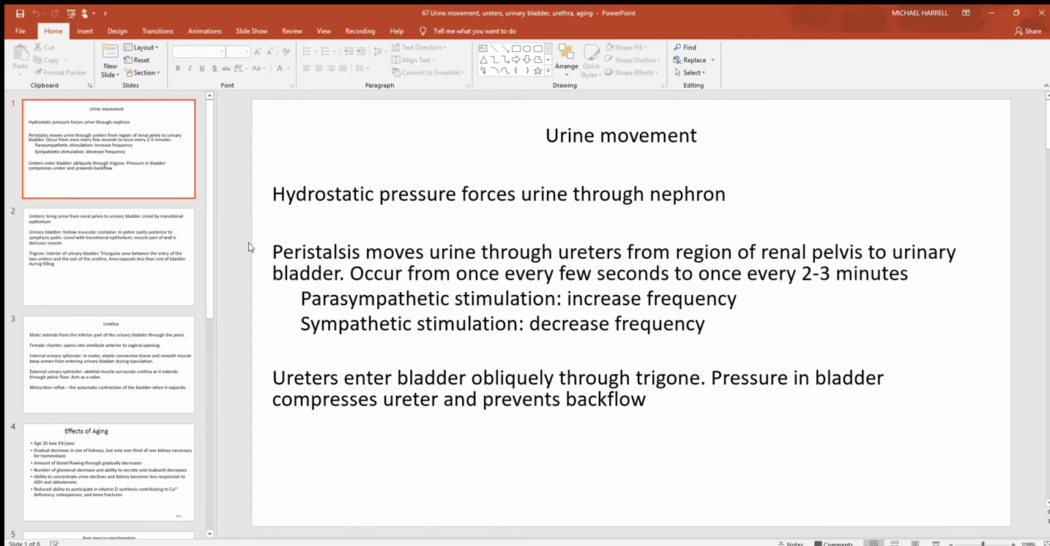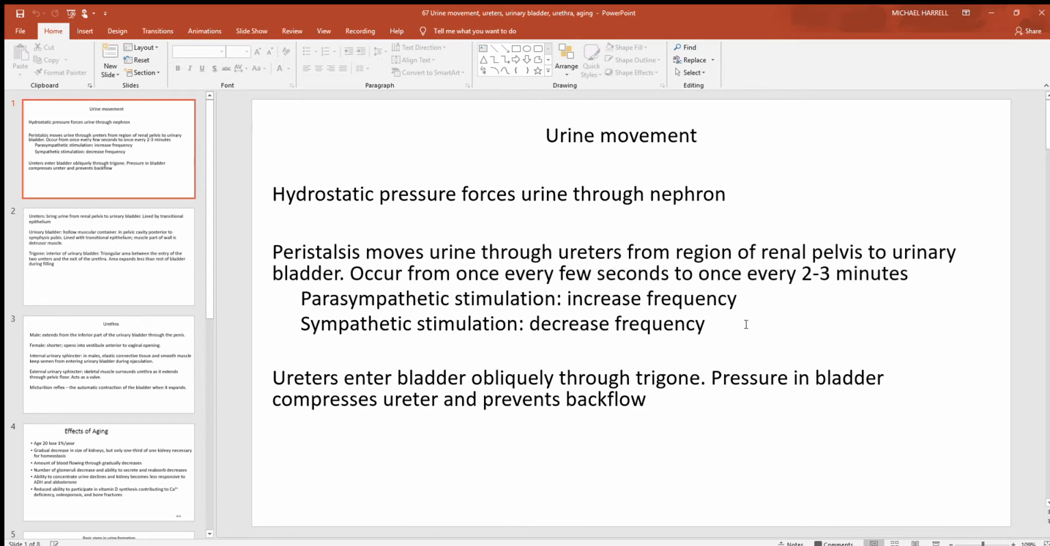Now, once you get out of the kidneys, you're going to have peristalsis moving urine through the ureters. The ureters are basically hollow muscular tubes. The muscle can contract behind the urine and relax in front of it, and you'll get a forward movement. And it's going to do this from the renal pelvis, way up high, close to the kidneys, all the way down to the urinary bladder.